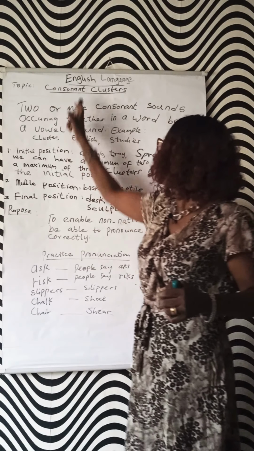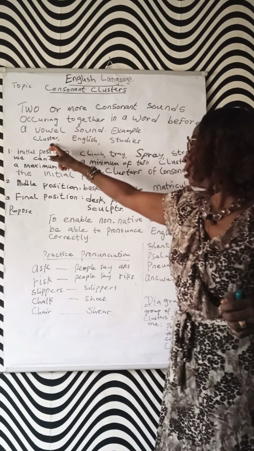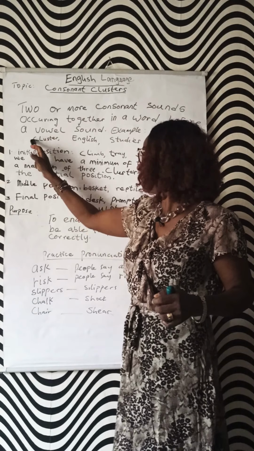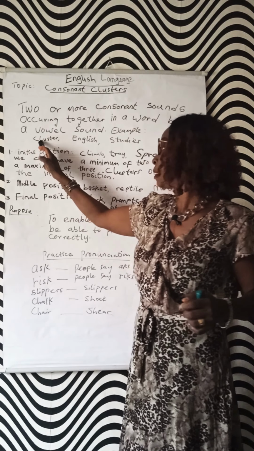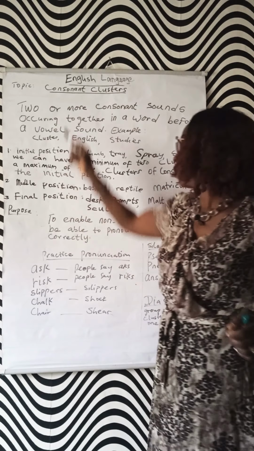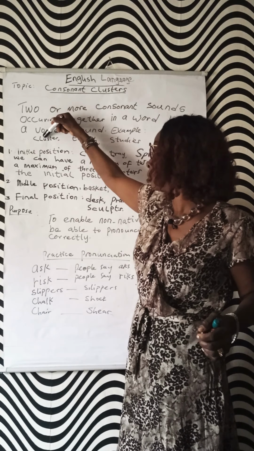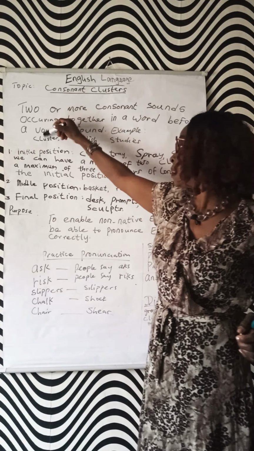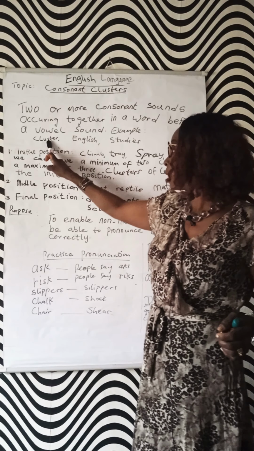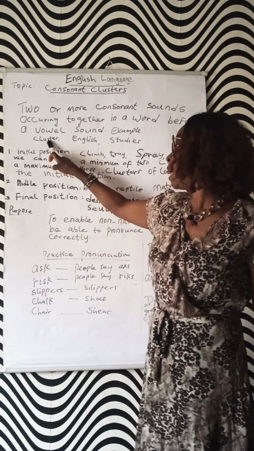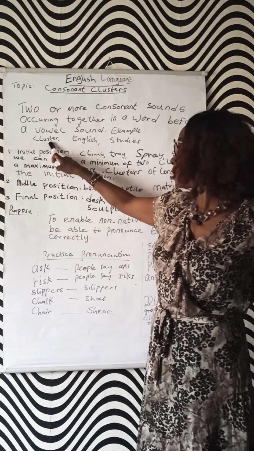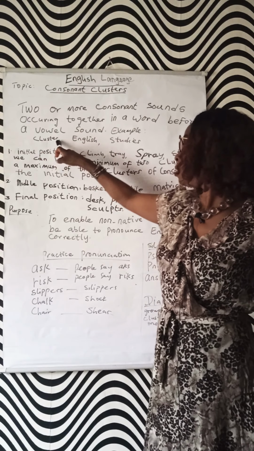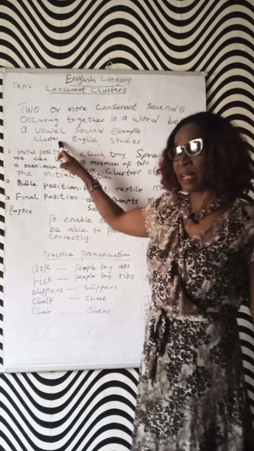Example, you find the word cluster. This is the word cluster. This is a consonant. This is a consonant. They are clustering together before you find the sound. Before you find the vowel sound, you also have the clustering of consonants S and T before you find the vowel sound E.